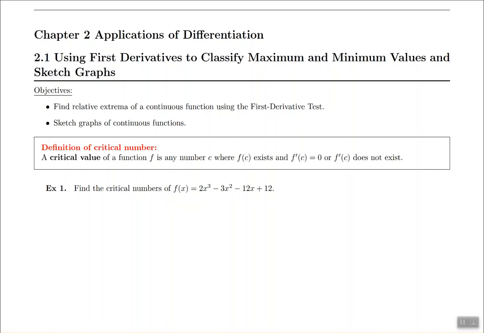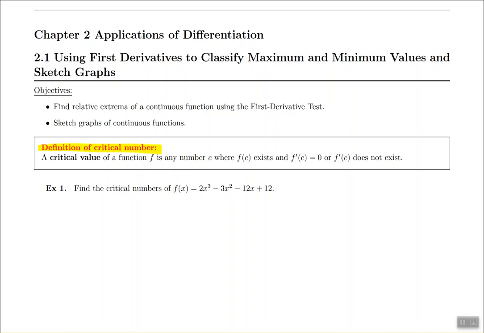Before we begin this whole discussion, we need to know what a critical number is, and this is the definition of a critical number right here. A critical number or a critical value of a function is any number c where the function exists at that location, so f of c exists, and the derivative f prime of c, so the derivative at c, is either 0 or does not exist. So in other terms, if you want the critical value, what you have to do is find the derivative, then figure out what makes the derivative equation equal to 0 and what makes the derivative equation undefined. Those numbers that you get are called the critical values.